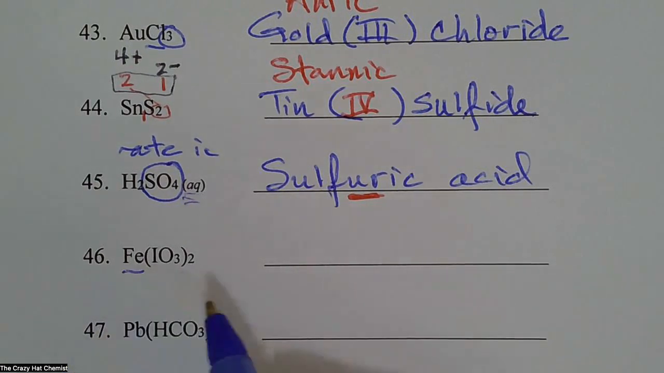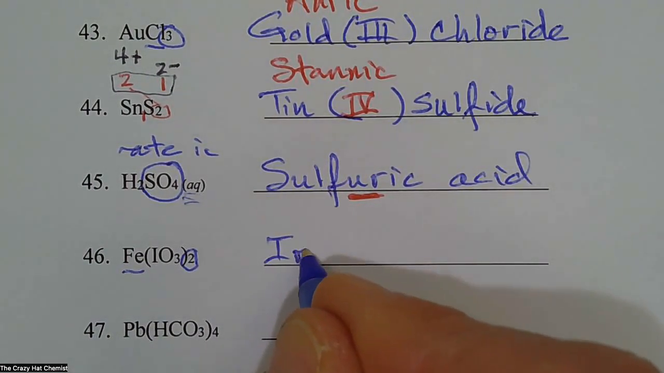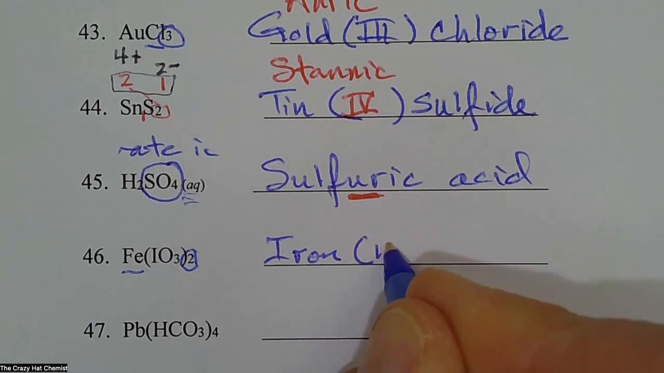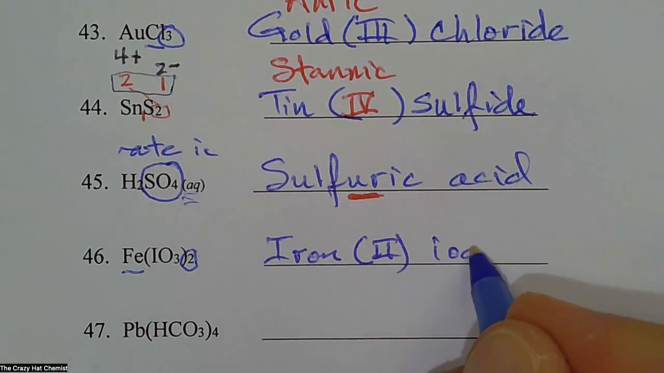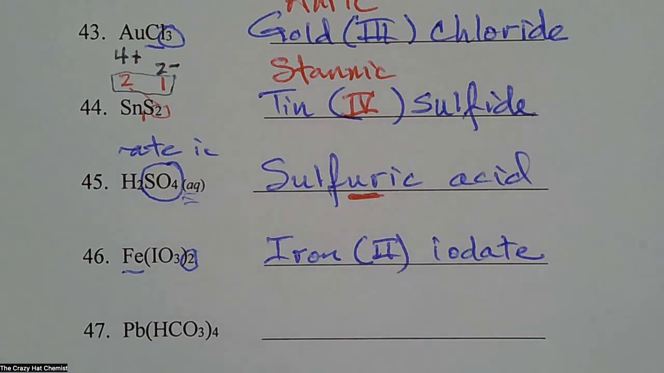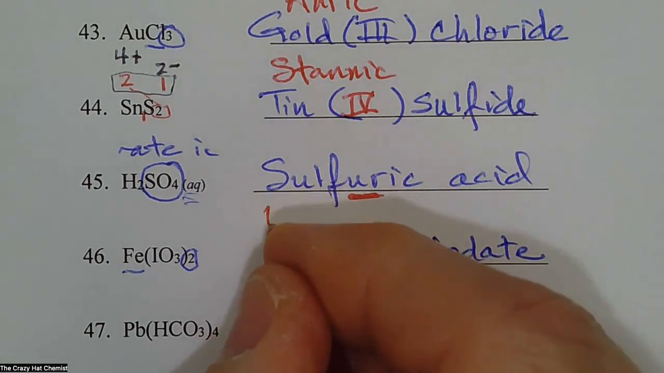Okay, this is going to be iron, and the charge on the iron is 2. So this is iron, Roman numeral 2, and iodate. And that is ferrous.